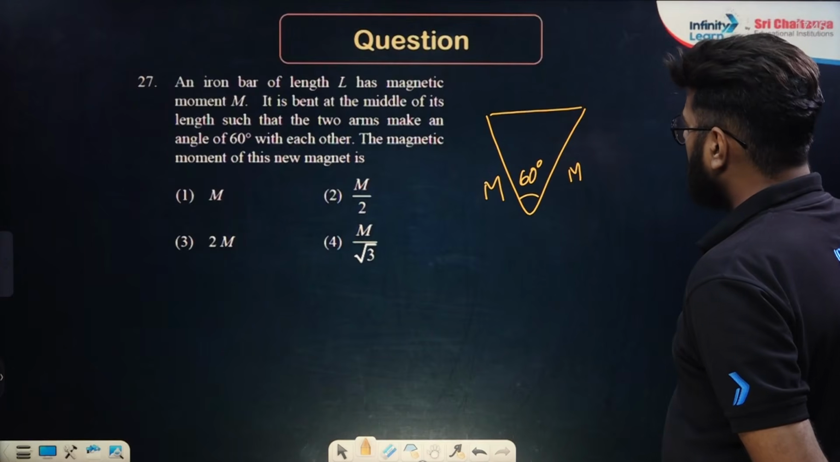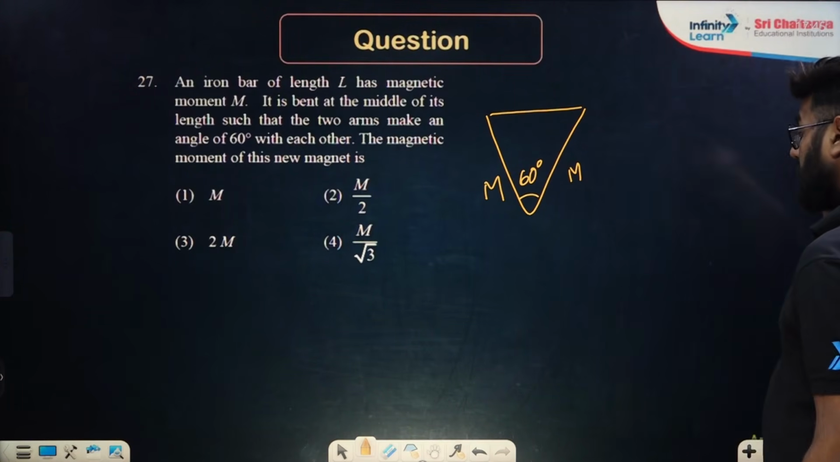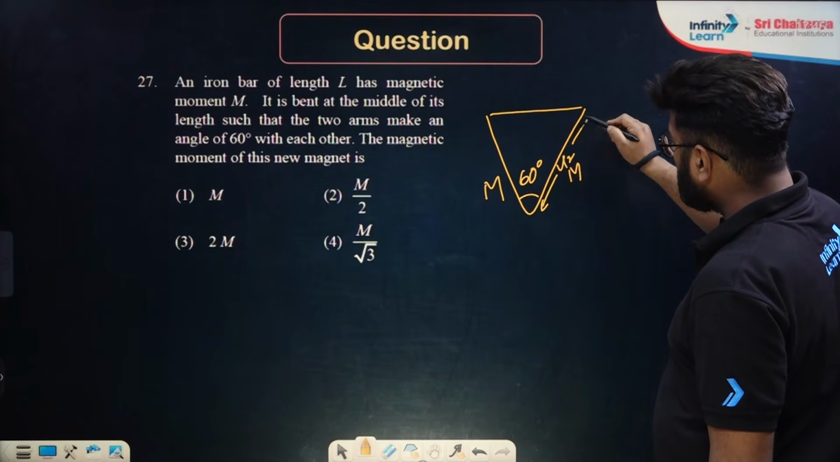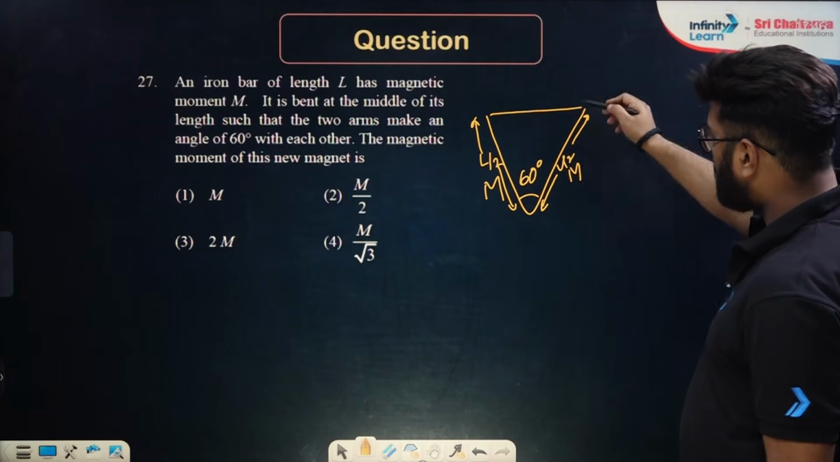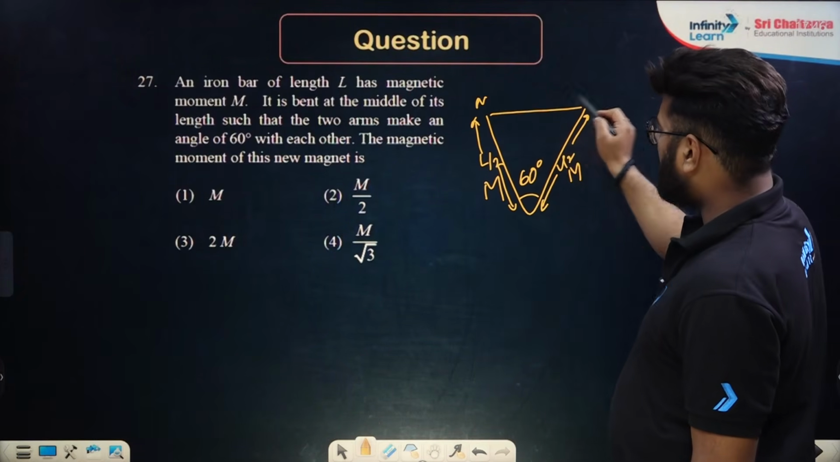Okay, now M cos 60, M cos 60. Right, perfect. So the point is, listen to me carefully. The new length over here will be L by 2. Correct? And the new length over here will be L by 2, because this entire thing is the magnet. Okay? Now the pole strength is the same, NS.